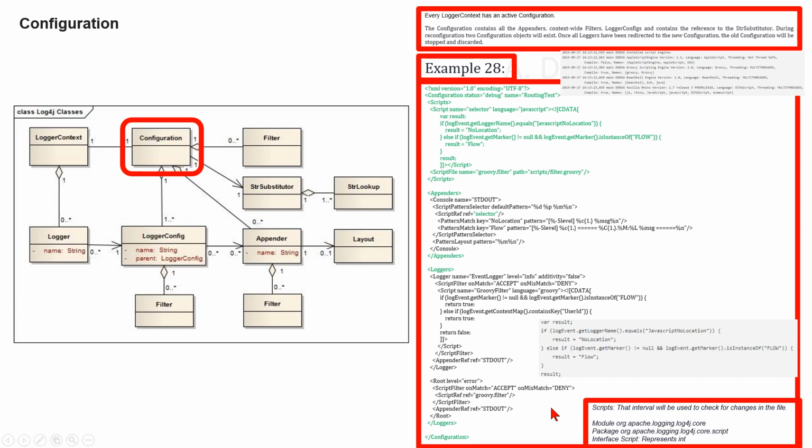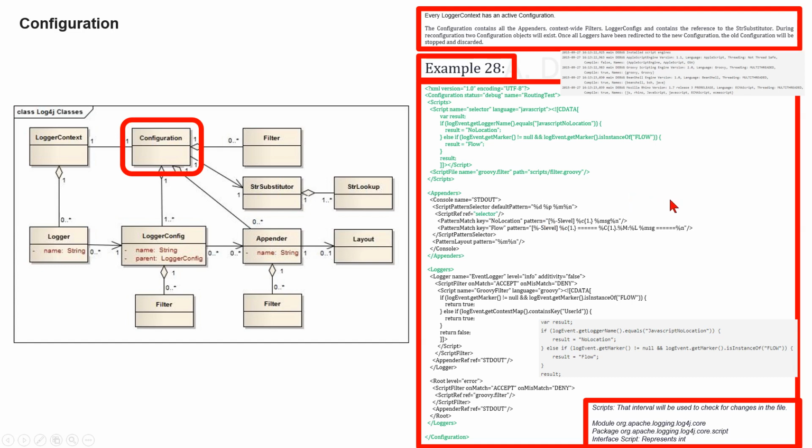Now we are considering scripts. That interval will be used to check the changes in the file. The interface Script in API, in package org.apache.logging.log4j.core.script in module org.apache.logging.log4j.core, represents scripts.